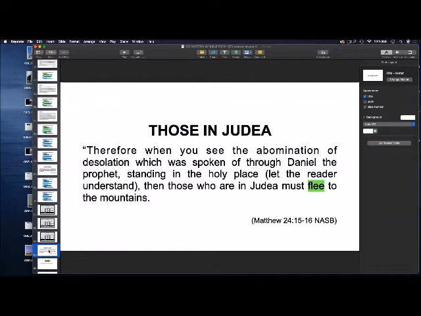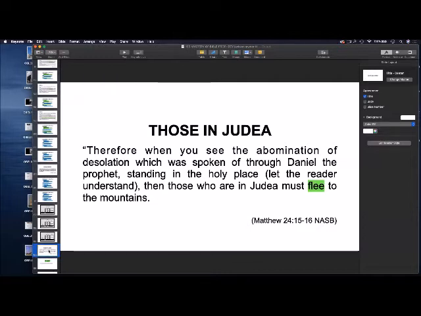Now, many people see this as fleeing Jerusalem and fleeing away, but it's not saying that. Judea is like a large county, and the city of Jerusalem is inside Judea. Likewise, Jerusalem is a mountain fortress built on several mountains. Two of them that people are very familiar with are Mount Zion and Mount Moriah, and there's a handful more of other mountains that make up this mountain fortress. But these are instructions to flee to the city.